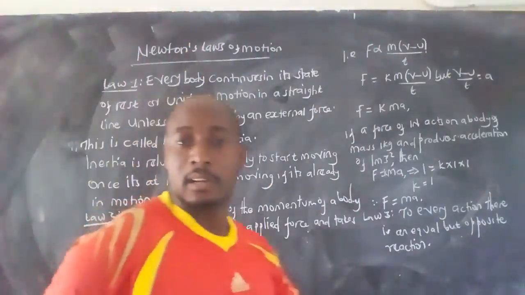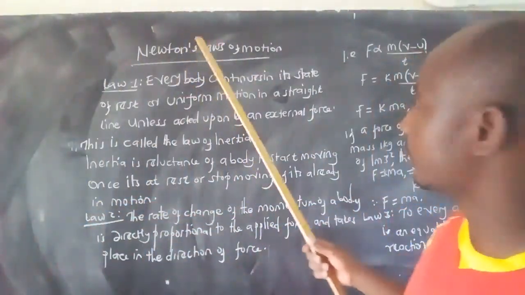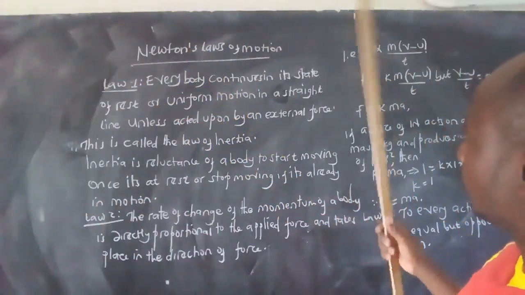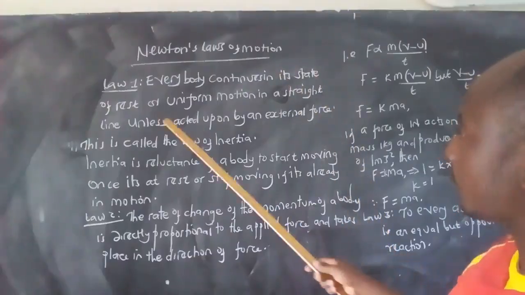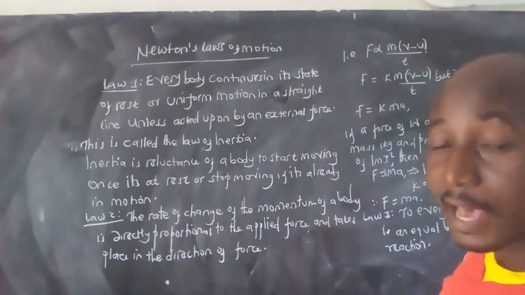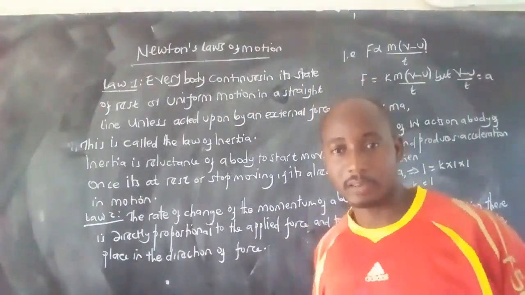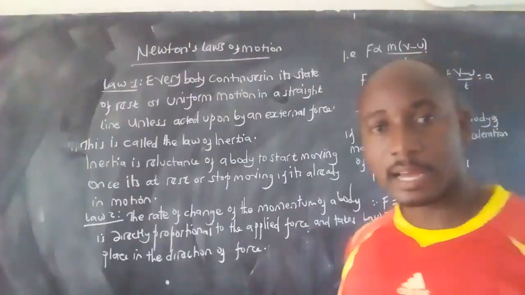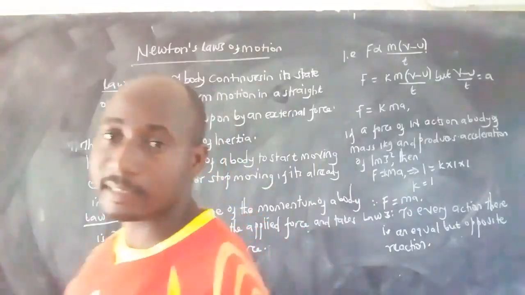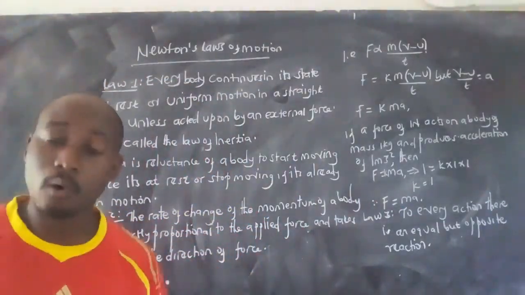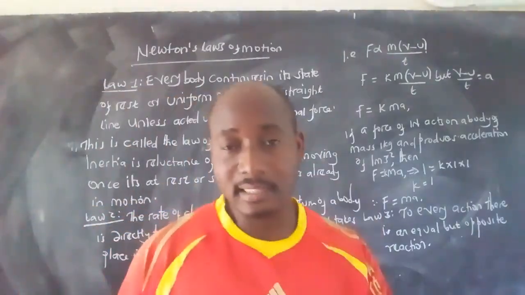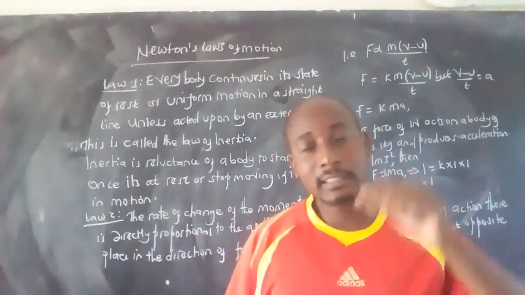We have Newton's laws of motion, and its application is obviously law one. Every body continues in its state of rest or uniform motion in a straight line unless acted upon by an external force. This law is called the law of inertia, and we're saying that inertia is the reluctance or tendency of a body to start moving if it was at rest, or stop moving if it was in motion.